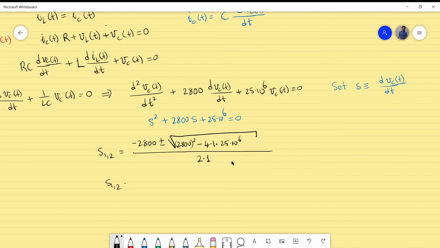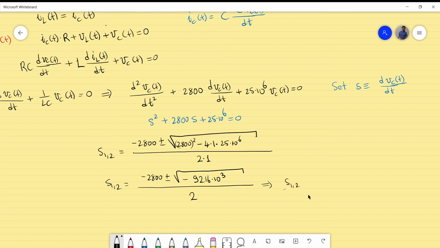So if I calculate this, what do I get? I will get the following: minus 2800, and in the square root I will get 9216 times 10 to the power 3, but it's a minus sign, divided by 2. Now what you have is the following. Because it is a minus sign, we can get rid of the minus sign by placing a j, the imaginary operator, outside of the square root. So I will get the following.